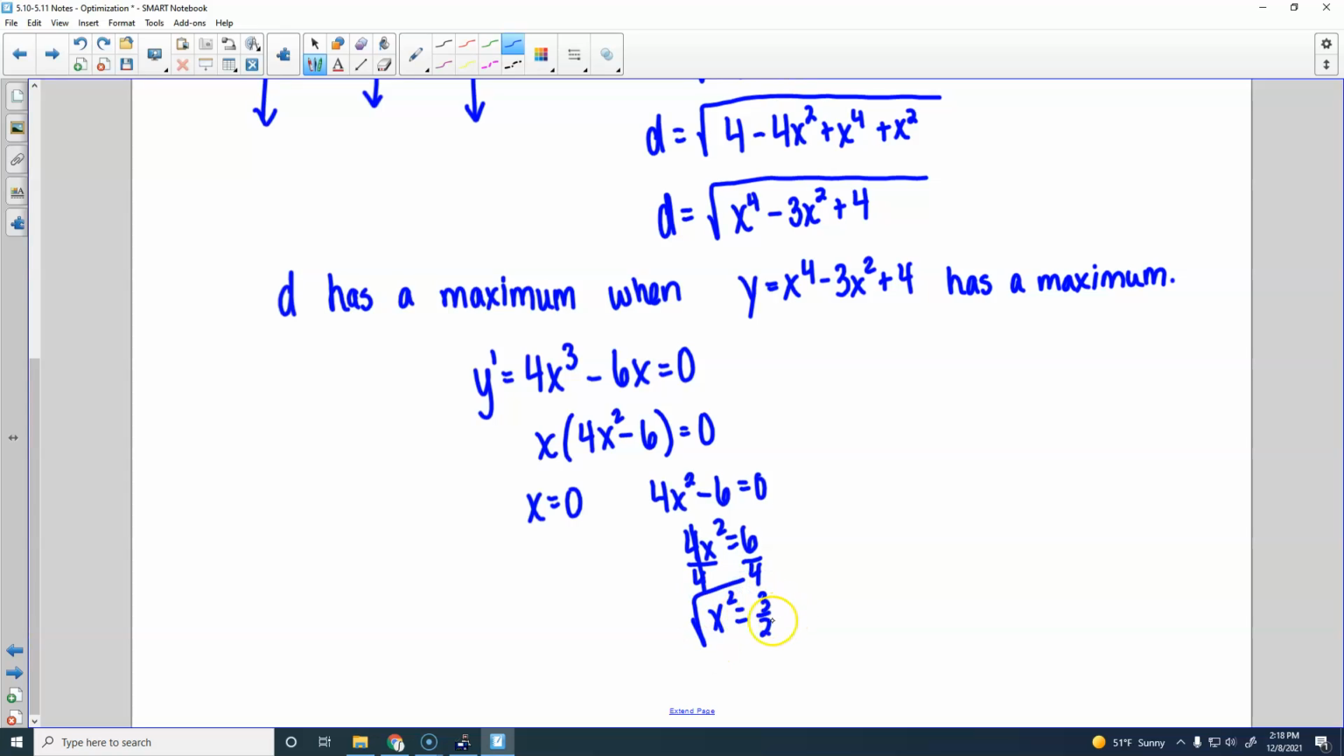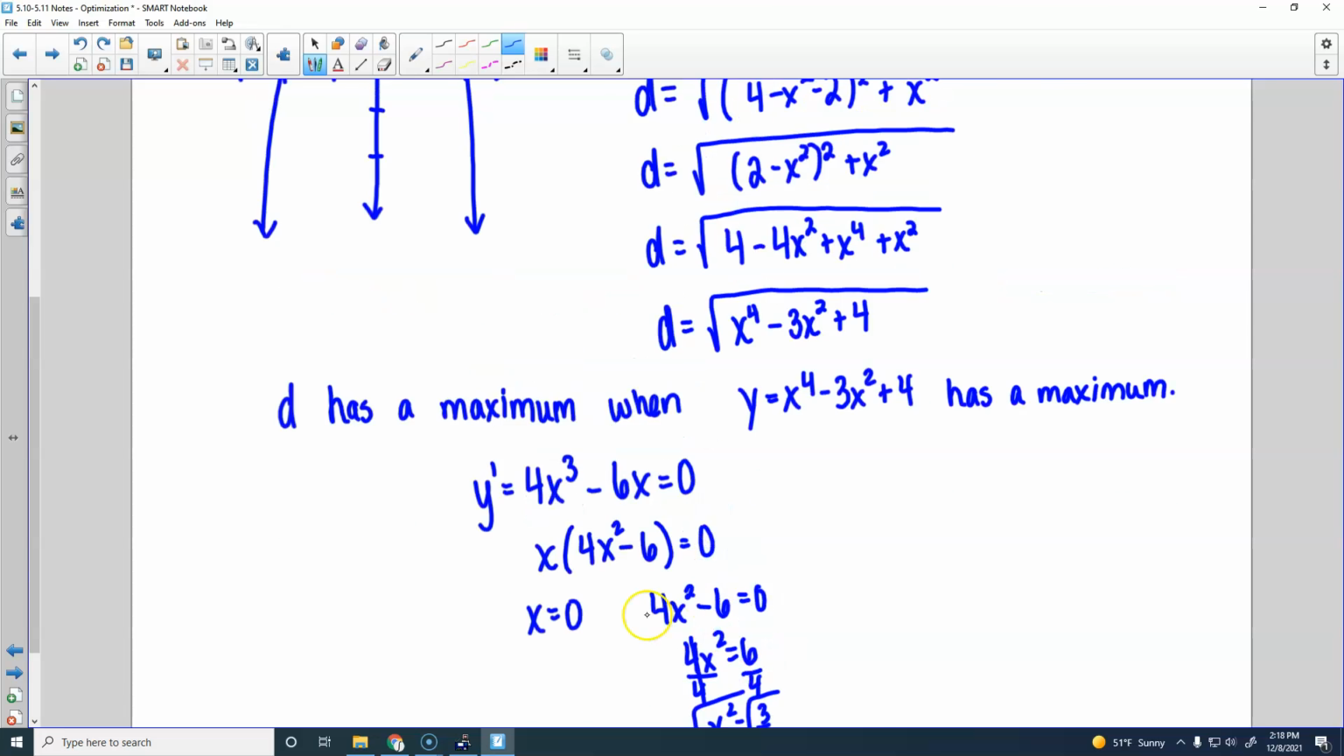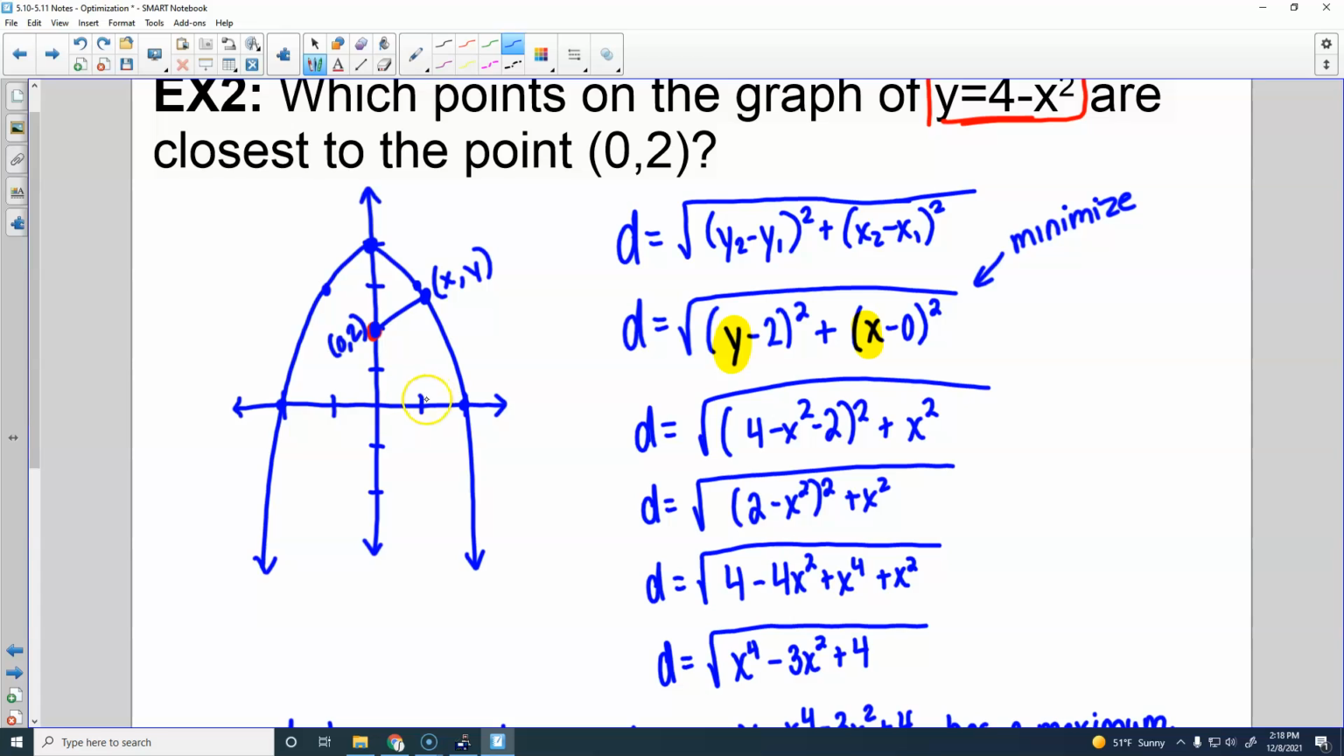We could square root both sides and put that plus or minus there. Does it make sense to have a negative on this one? This is our x value. Does it make sense to have a negative here? And we said we would actually have a positive value and we'll have a negative value for x because we're going to have 2 points that are the same distance away. Yes?